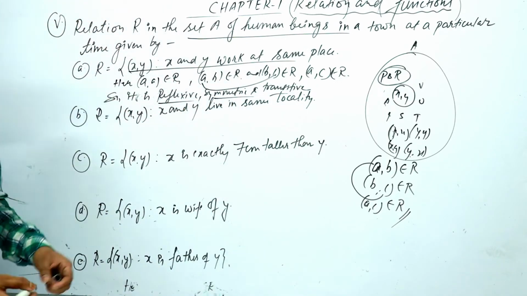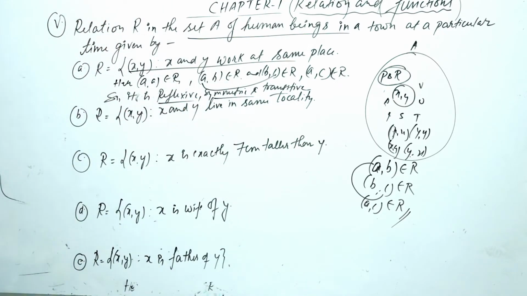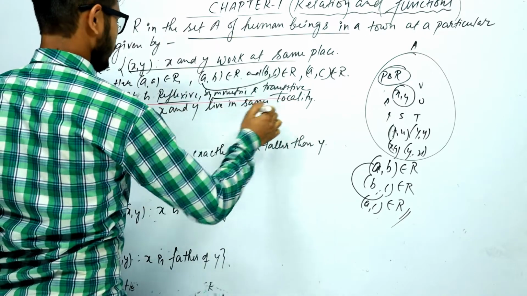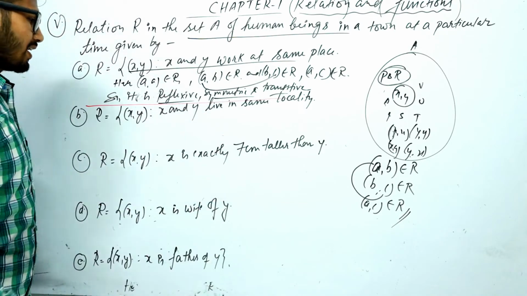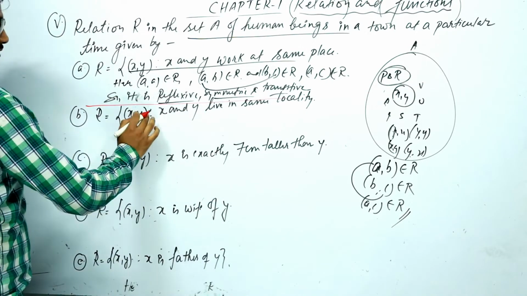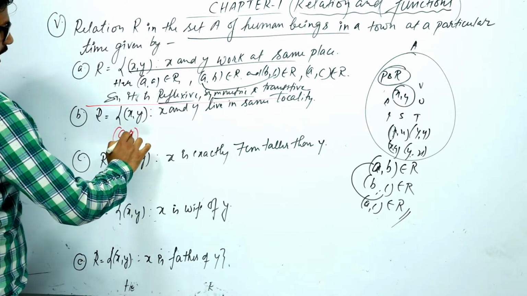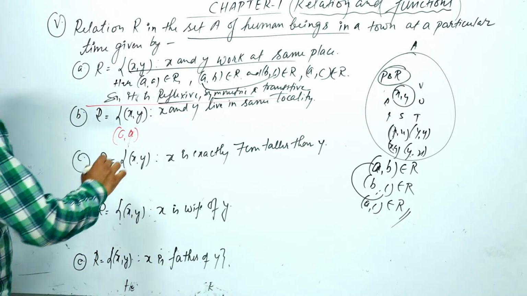Now let us see the next question, that is part B. R equals (x, y), where x and y live in the same city. Let us consider (A, B). Can I say (A, A) are in the same town? Obviously, it also belongs to R.